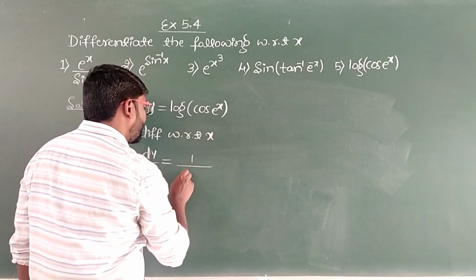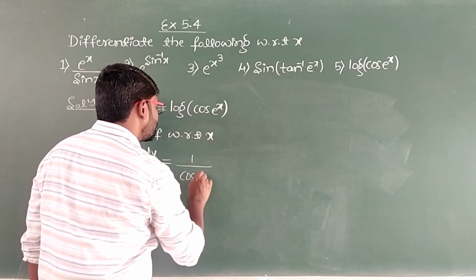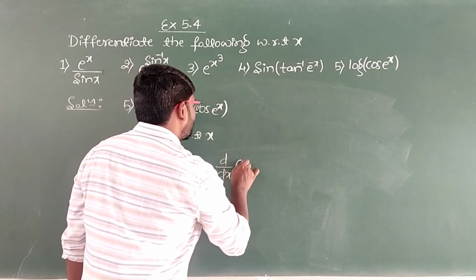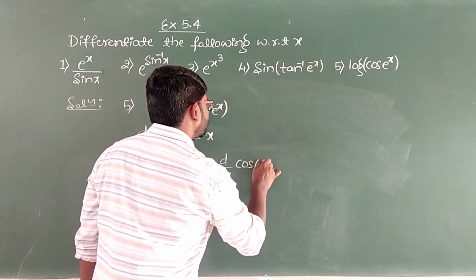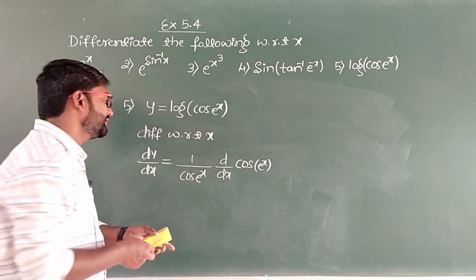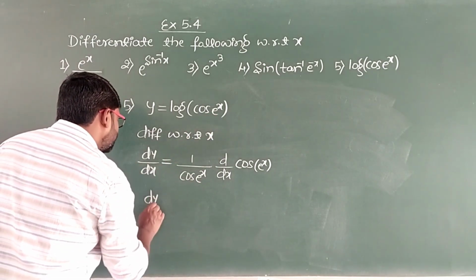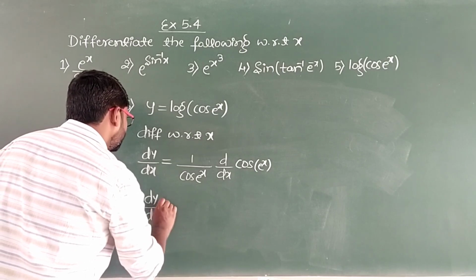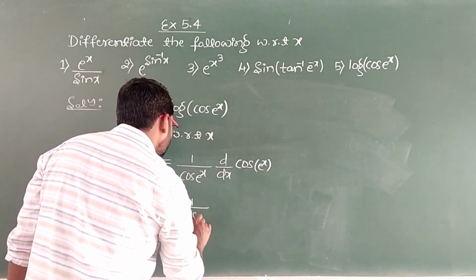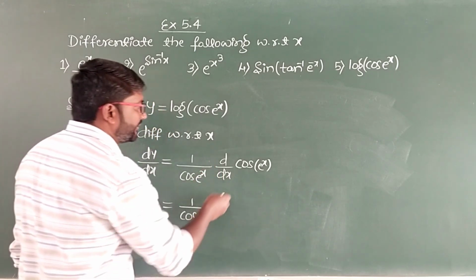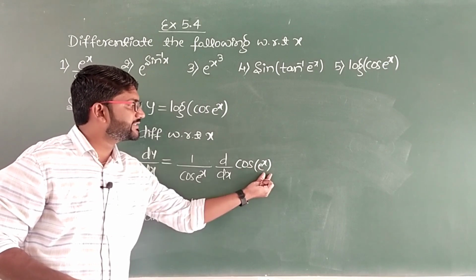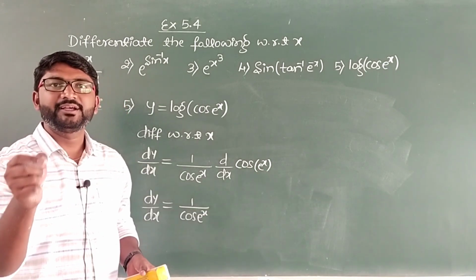X is cos e power x. Cos e power x into derivative of cos e power x. I am taking the derivative of this inside function once again. So now dy by dx, which is equals to 1 divided by cos e power x as it is. Now derivative of cos e power x. So this is in the form of cos x now. Derivative of cos x will be minus sin x.